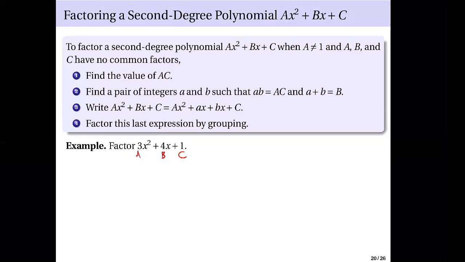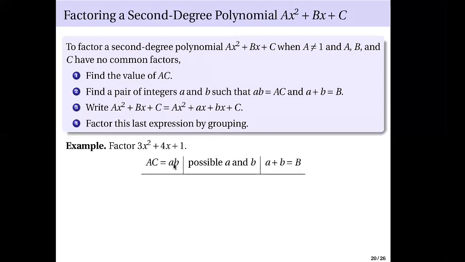So we look at AC. We need to find the value of A times C, so 3 times 1. That is your AC, which is 3. So possible small a and small b are 3 and 1. If you add 3 and 1, you will get 4. And we are done with your small a and small b.